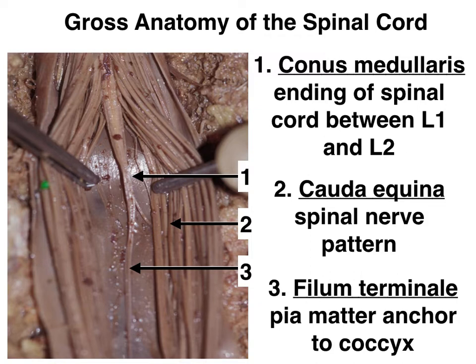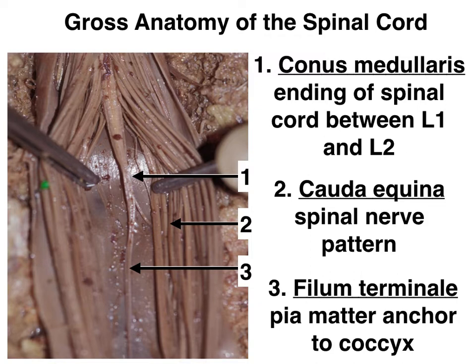So to repeat, the conus medullaris is the end of the spinal cord. It's held down by the filum terminale, which is pia mater. And the spinal nerves that come out of the end of the spinal cord made somebody think it was a horse's tail, so they called it the cauda equina. It's the large amount of spinal nerves that come out of the end.